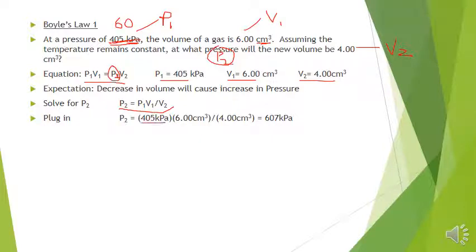So P1 is 405, V1 is 6, got my units, divided by V2, 4. If you do it, these centimeters cancel out, you'll end up with kPa, do the math, and you get 607 kPa.